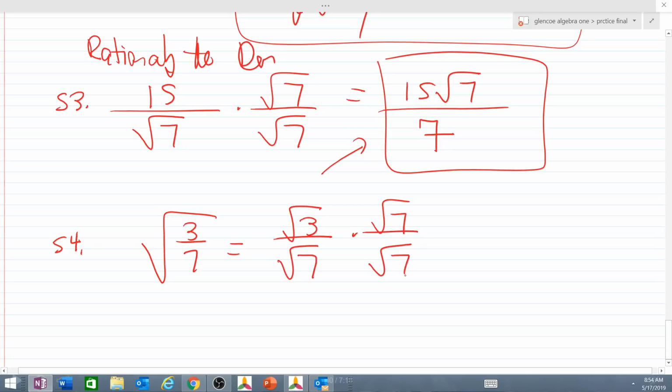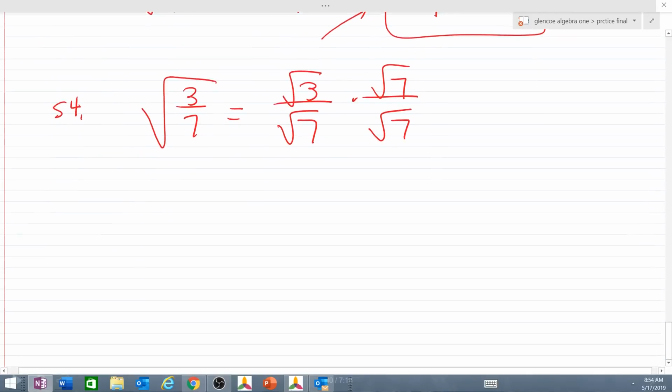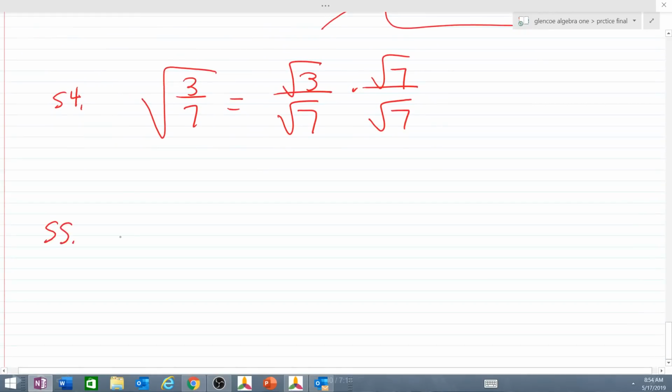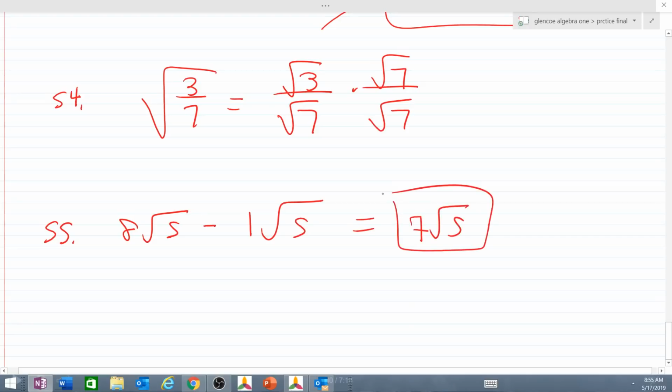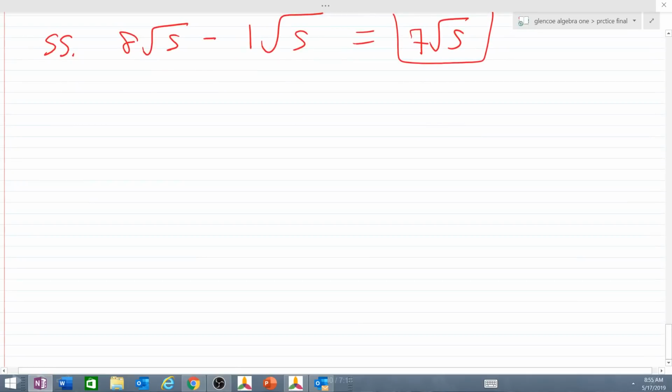55, you can add, subtract anything as long as they are like terms. 55, 8 radical 5 minus 1 radical 5. You had 8 apples, you ate 1. How many apples do you have left, guys? 7 radical 5. Solving a radical equation.